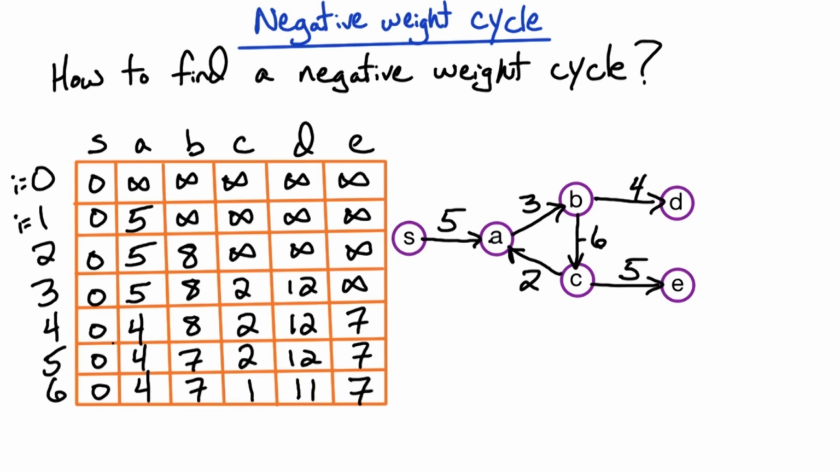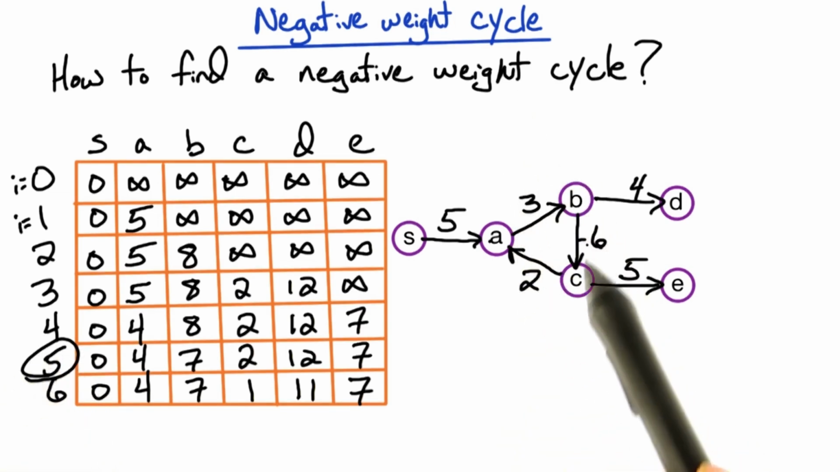So normally, if there's no negative weight cycle, then notice our algorithm was going to stop at the case i equals n minus 1, which is i equals 5 in this example, because every path used a vertex at most once. So the maximum path length was at most 5 edges, n minus 1 edges.